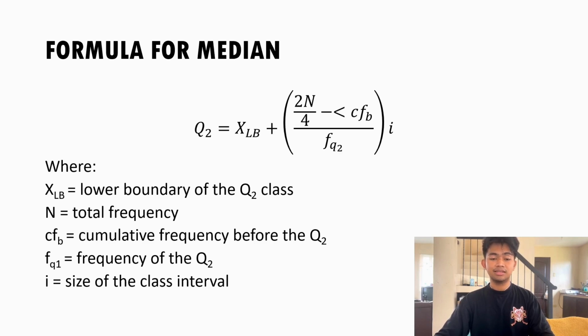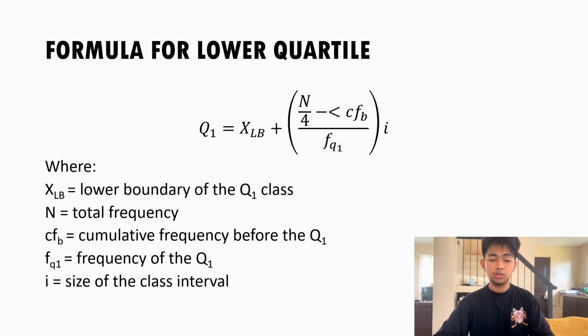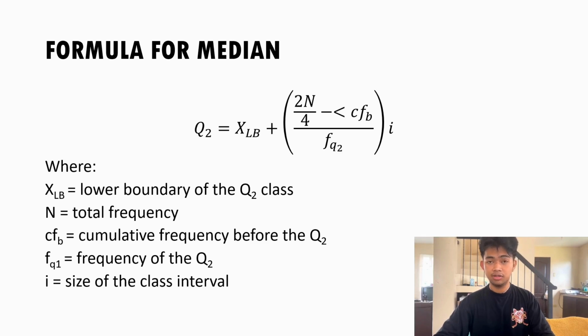Okay, then next is for Q2. Q2 is equal to the lower boundary plus 2 times the overall frequency over 4 minus the less than cumulative frequency over the frequency of Q2, times the class interval. Now, as you can see here, Q1 and Q2 are closely similar. The only difference is that in Q2 there is a 2 being multiplied to the total frequency. Okay, take note of that.